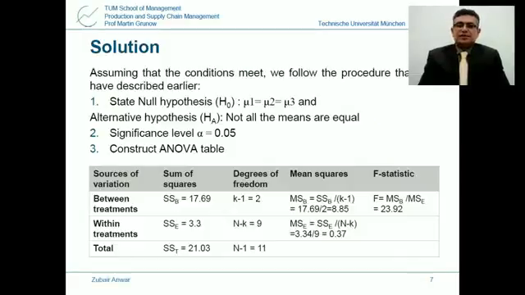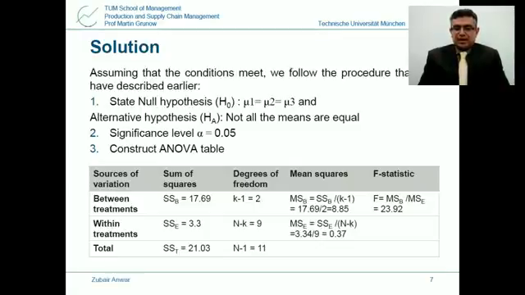Here let us assume that the conditions are met, and by that I mean the populations are normally distributed with the same variance and samples are independent of each other. So we can follow the procedure that we have just described. In the first step, we state the null hypothesis H0, and we have three means, mu1, mu2 and mu3 from the three populations, and the alternative hypothesis which implies that not all the means are equal. The significance level given is 0.05.